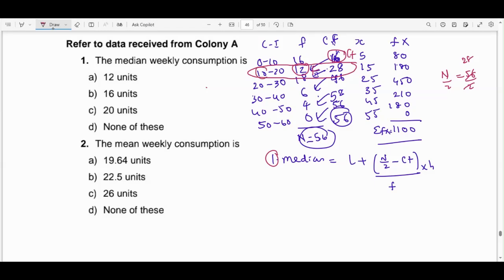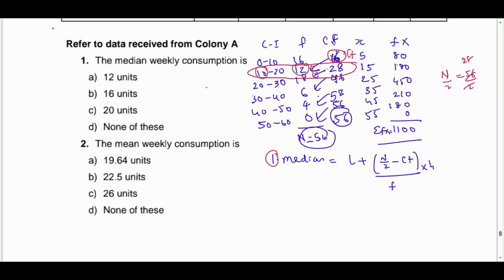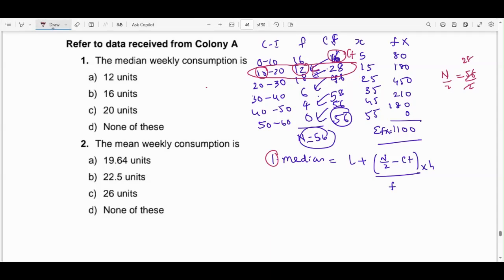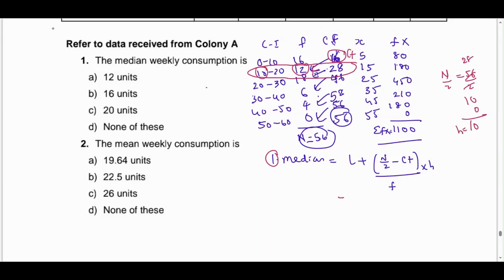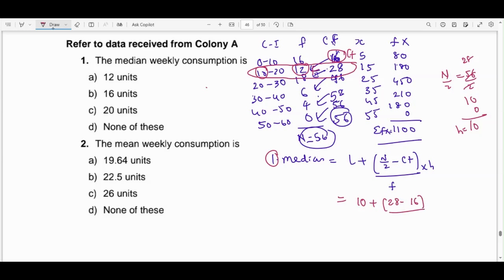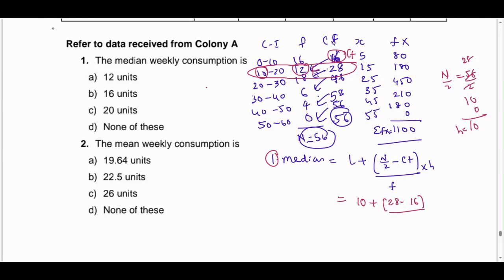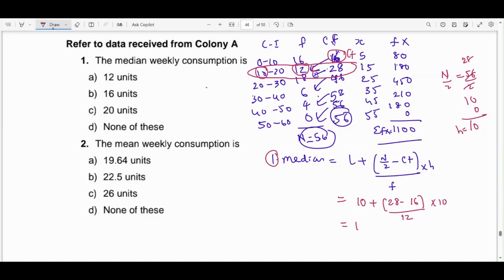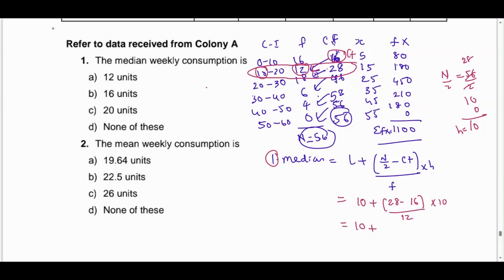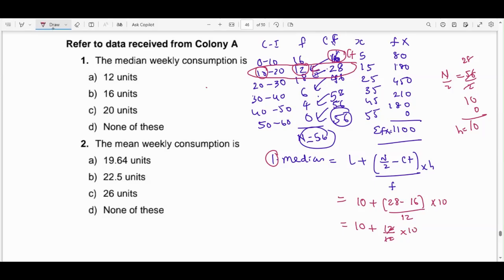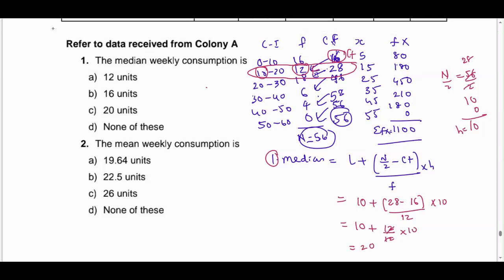Class interval lower limit will be 10. n by 2 we have already found. The h will be 10 minus 0, which is 10. So now substituting these values, we get L is 10 plus n by 2 is 28 minus cf is 16 divided by f is 12, into 10. So 10 plus (28 minus 16 is 12), 12 by 12 gets cancelled, so it will be 1 into 10 is 10. 10 plus 10 is 20. So the answer is 20 units.